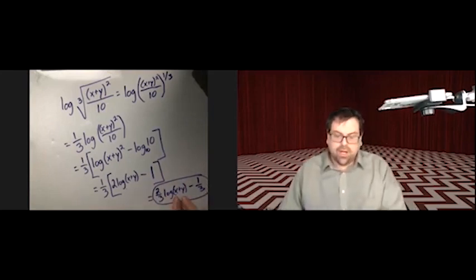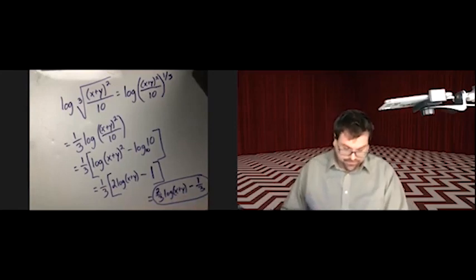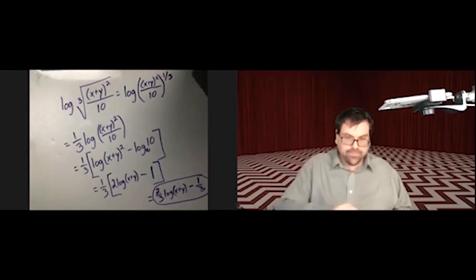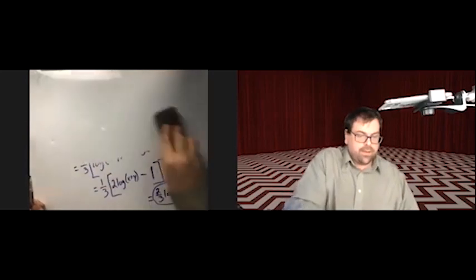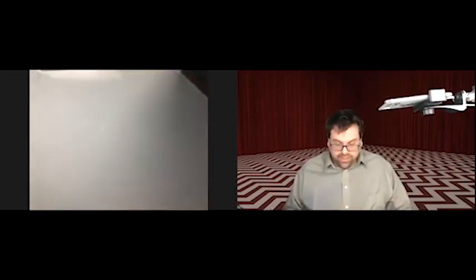And we can't break up log of x plus y anymore because it's not log of xy. If it was log of xy multiplied, then we would make it a sum. But there's no log rule for the log of x plus y. We can go in the other direction.